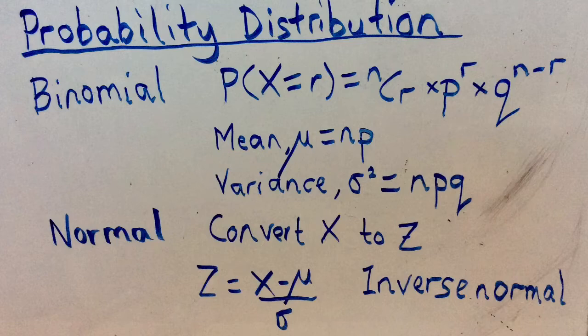Next you need to know how to convert a normal random variable from the question to z, which is the standard normal distribution. To convert it, you have to use this formula: z equals x minus mu over sigma. Then you need to know how to use your calculator to find the inverse normal. If you don't have the calculator, you can use the table to find the inverse normal.